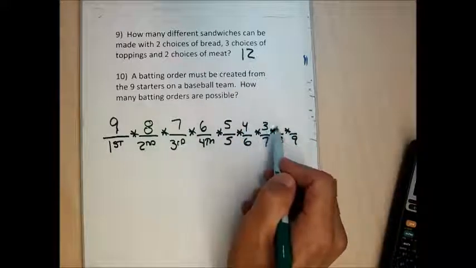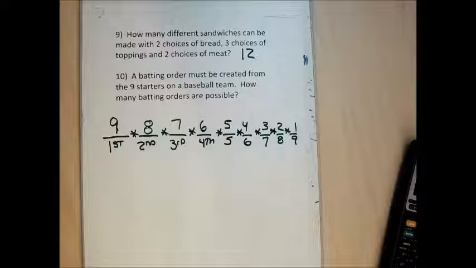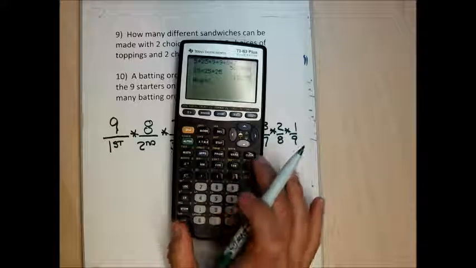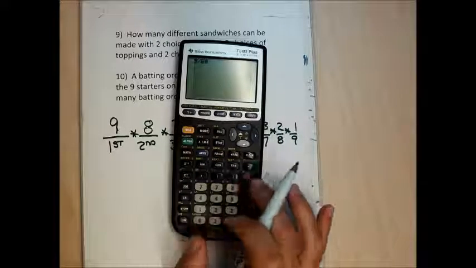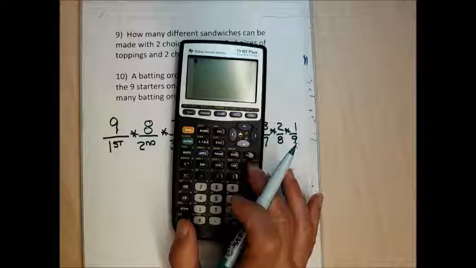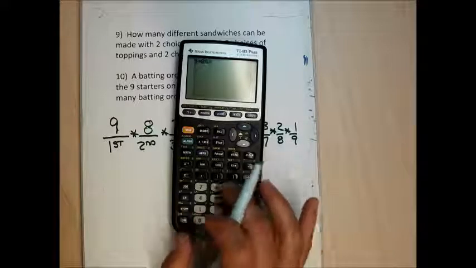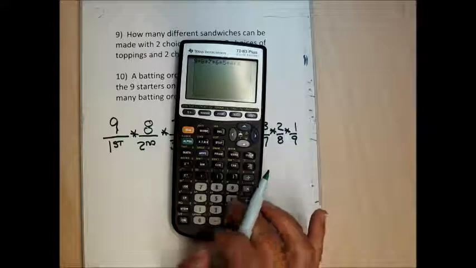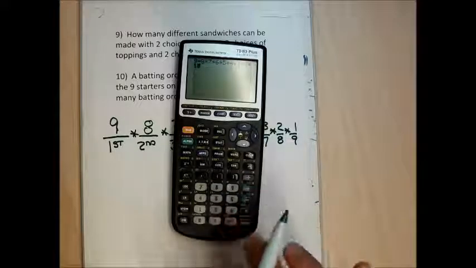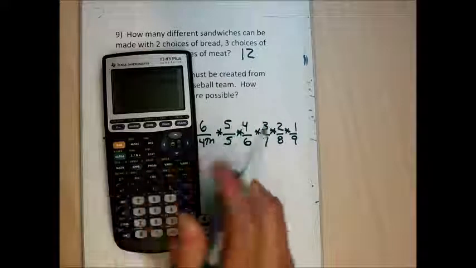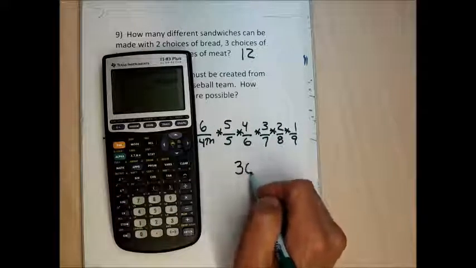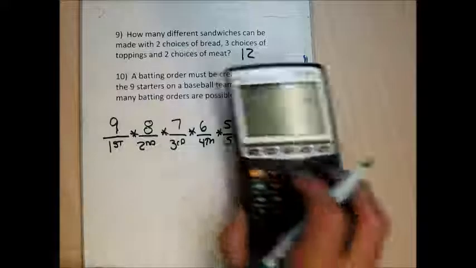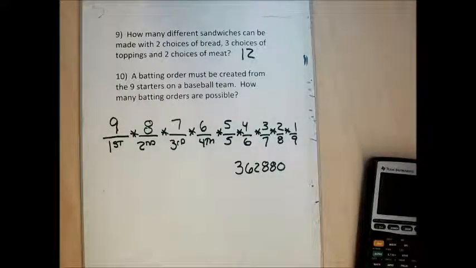And so the numbers I'm going to plug in are 9 through 1. And I'm just going to multiply those together. So 9 times 8 times 7 times 6 times 5 times 4 times 3 times 2 times 1 equals... There are 362,880 batting orders of 1 through 9 if there aren't any restrictions.